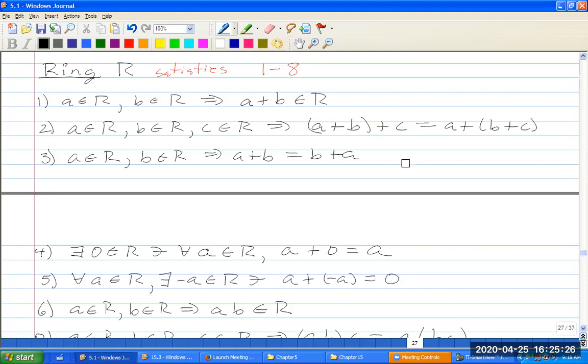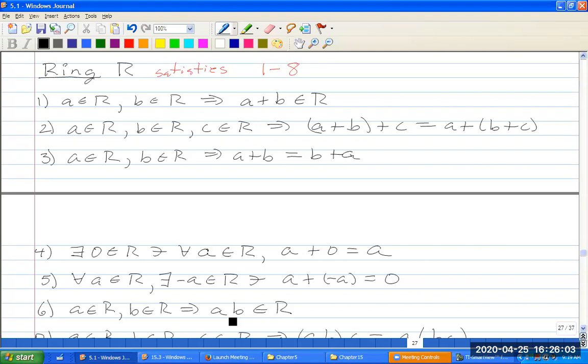Next, the commutative property of addition. A plus B is equal to B plus A. In general, if we have an operator on some set, the one that commutes is always denoted by plus. If something else happens, like it doesn't commute, then we use multiplication for the other one.